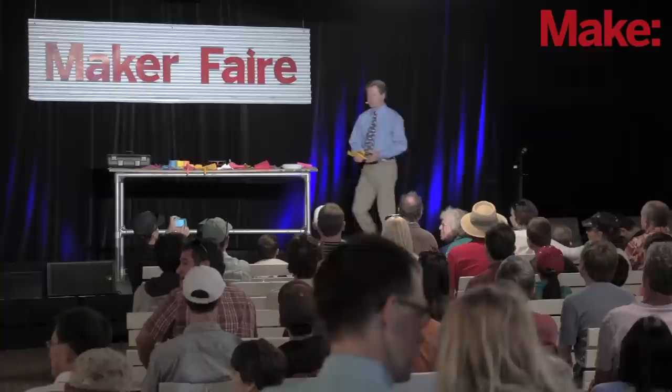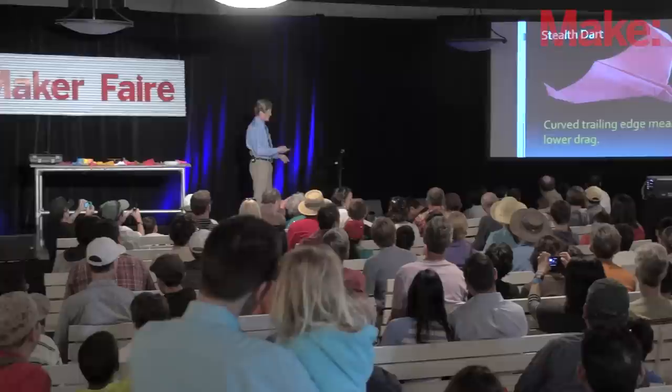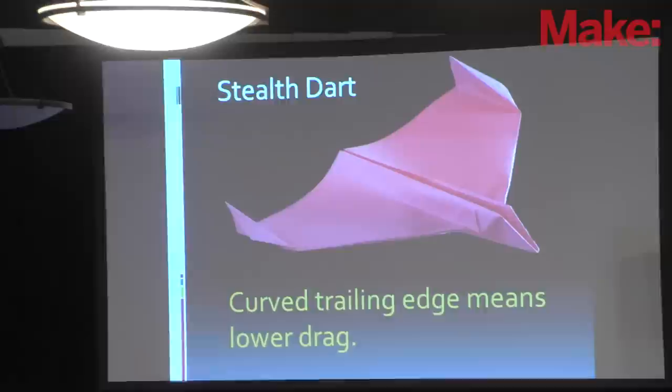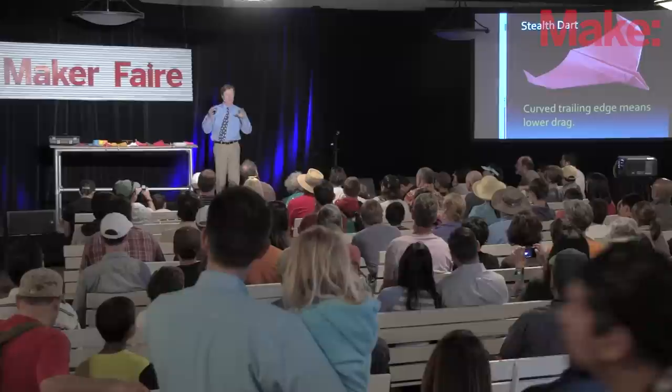Here's a close look at the stealth dart. One thing to notice here is it's got this curved trailing edge. Now, that helps it be more slippery through the air. That's an idea called low drag. You want really low drag for an efficient airplane.